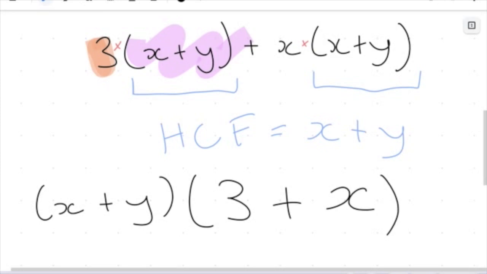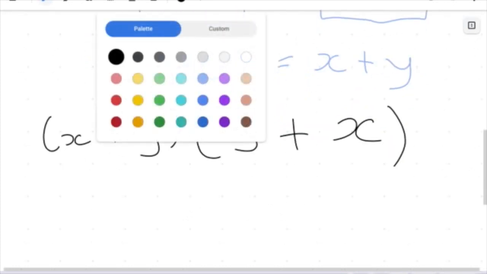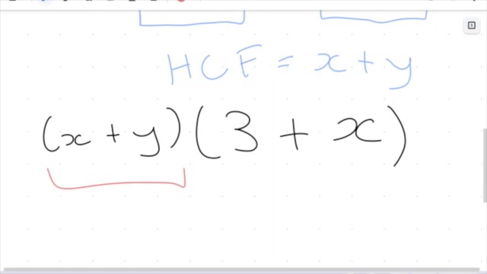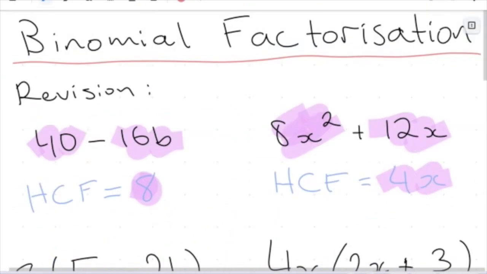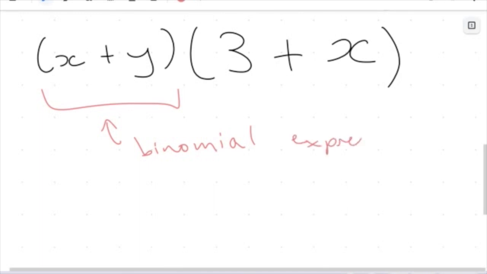So what I've done is I have effectively factorized this. I've done nothing new from what we've been doing before, but the only difference is my highest common factor now, the thing I'm pulling out, is a binomial. So this thing here is a binomial. Hence the name of this video, binomial factorization. We're still factorizing, but what we're pulling out now is a binomial expression instead of just a whole number or an algebraic term.